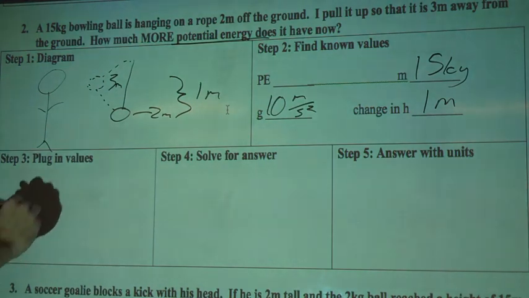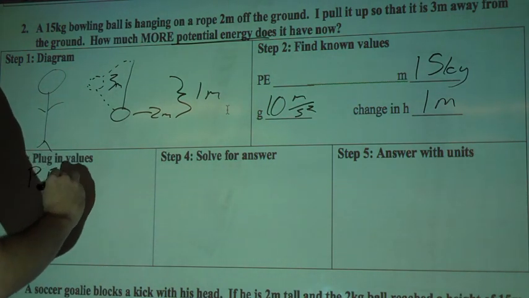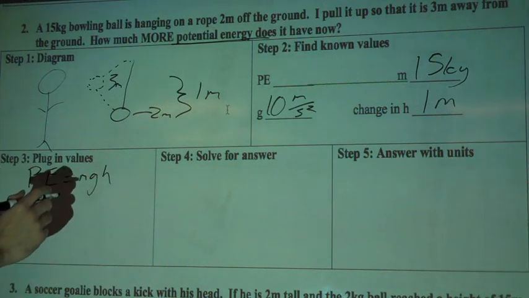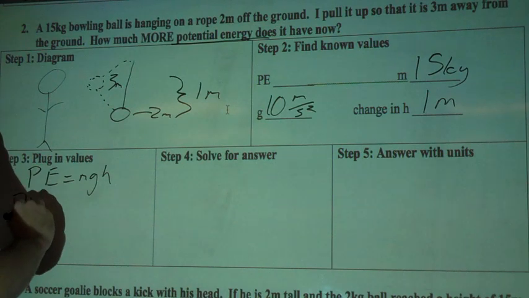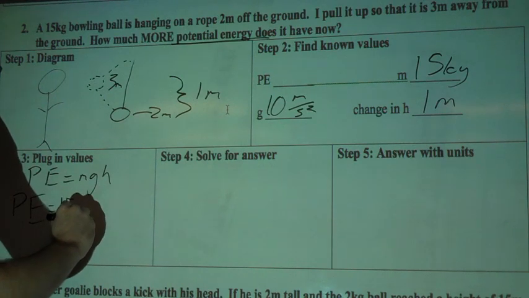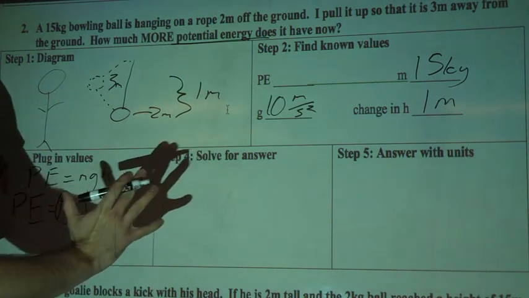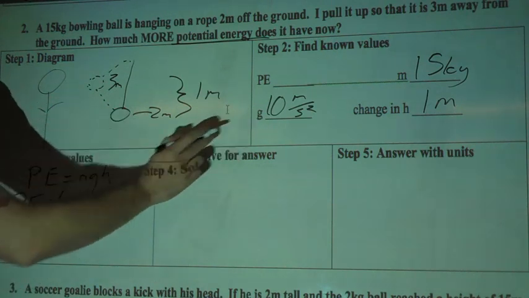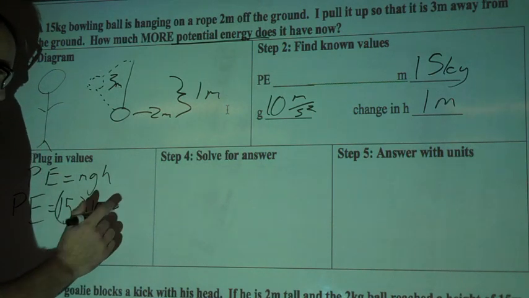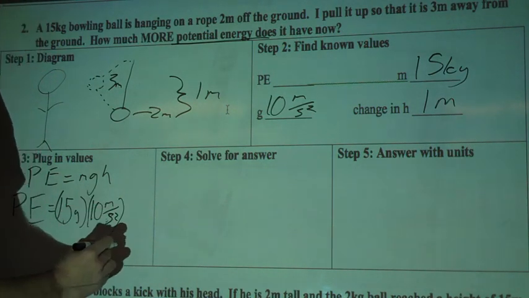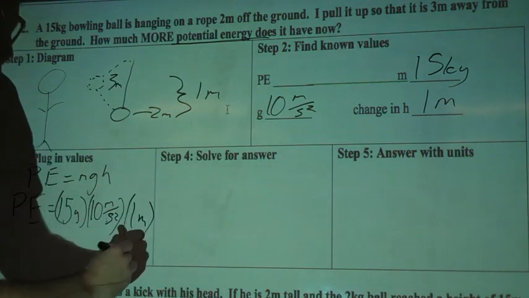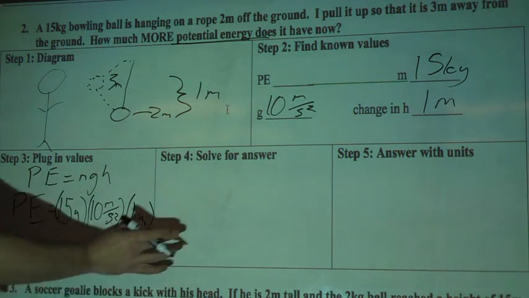Alright, so now we're going to plug it into our equation. PE equals mgh. Potential energy is mass times gravity times height. We're looking for potential energy, so we don't have that known value. Then we've got our mass, which is 15 kilograms. We're going to put these in parentheses just to separate them out so we don't get confused with all the numbers. Gravity is about 10 meters per second squared on Earth. And then change in height. Because we drew this diagram so well, we know that it's 1 meter. Perfect. Now that we've got our values plugged in, we're going to solve for the answer.